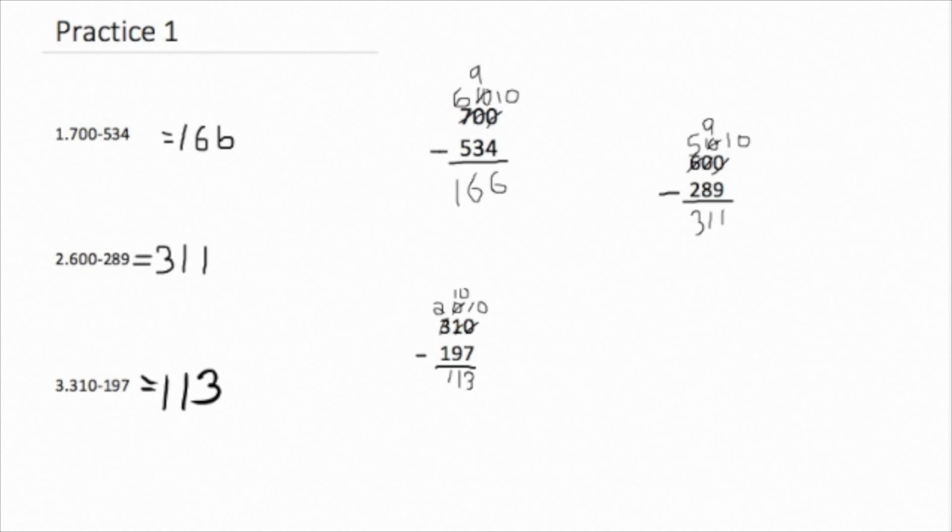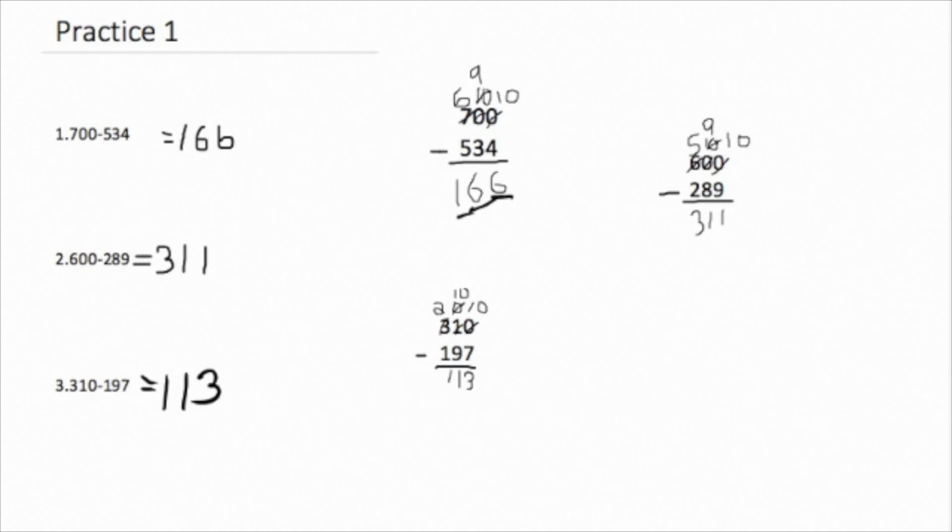So make this 0 a 10, and then subtract 10 minus 4 for 6 as our first digit. 9 minus 3 equals 6. Second digit, 6. Third digit, 6 minus 5, 1. Last digit, 166. That's what I got. Next question: 600 minus 289 equals 311. Let's do it.